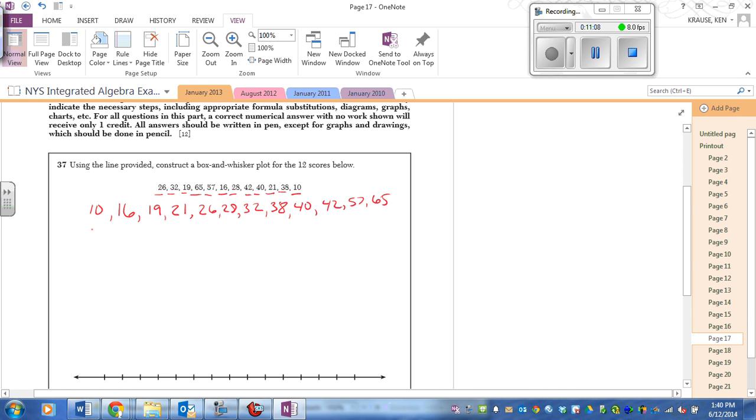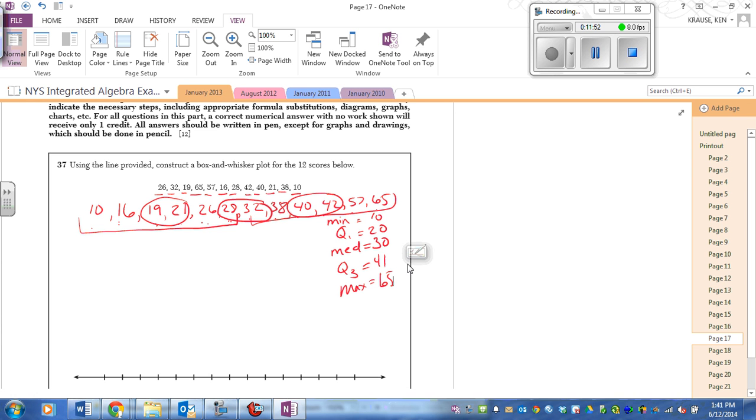So, 1, 2, 3, 4, 5, 6, 7, 8, 9, 10, 11, 12. These two are the medians. Median is equal to 30. Average those two. Quartile 1 is 20. And then quartile 3 is the average of these two, which is 41. And the max is 65.